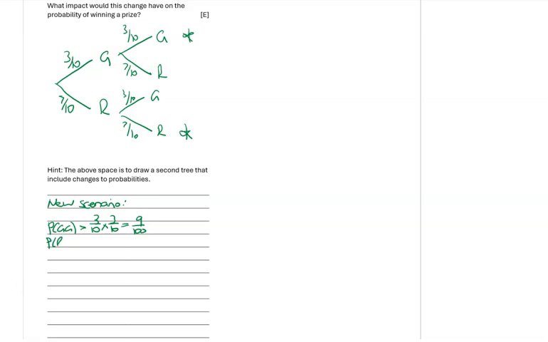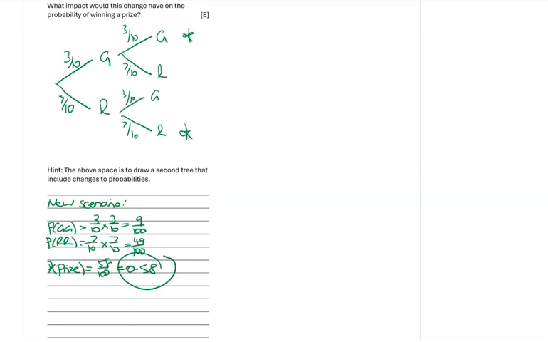We then need to do the same for the second prize, which is red, red. That was 7 out of 10 times 7 out of 10. So we've got 7 over 10 times 7 over 10, and that there is 49 out of 100. And the probability of a prize, based on this new scenario, is those two added together. So 9 plus 49 is 58. So it's going to be 58 out of 100. And if you convert that to a decimal, that's 0.58.